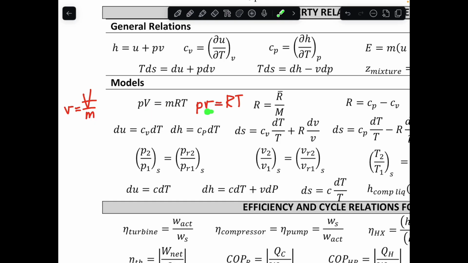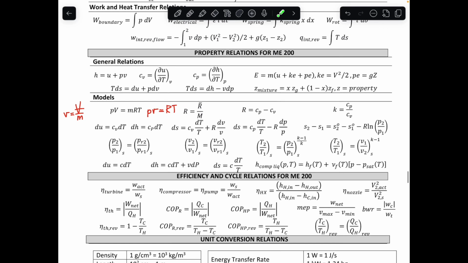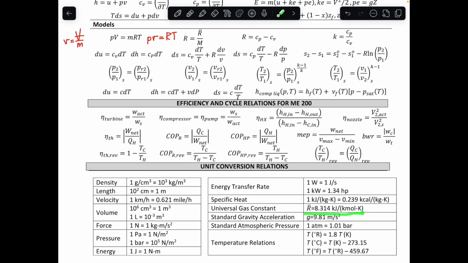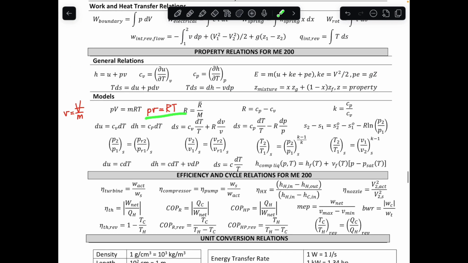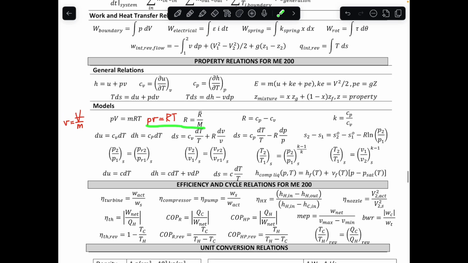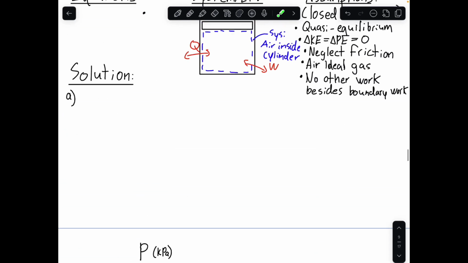And so we already have specific volume, we already have temperature, and then this R, we have to use the R specific for air, and we can solve with this equation because they give us the molecular weight of air in the problem, and then this R bar is just from the equation sheet down here. R bar is equal to 8.314 kilojoules per kilomole Kelvin. So with these two equations, we can solve for pressure. So let's go write those down in the equation section.